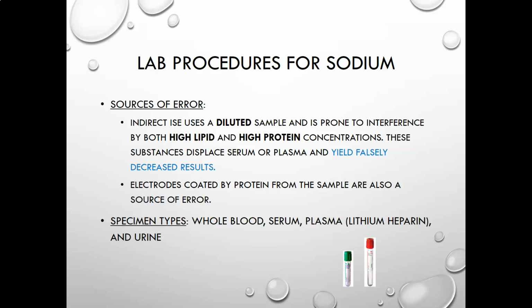So the sources of error for sodium: because the indirect ISE uses a diluted sample, it's prone to interferences by both high lipids and high protein concentrations, and these substances can displace serum or plasma and yield falsely decreased values for sodium. The electrodes can also be coated by protein from the sample, which is another source of error, and if they can't be cleaned, they usually have to simply be replaced. The specimen types for sodium are whole blood, serum, and plasma, usually lithium heparin, and urine.